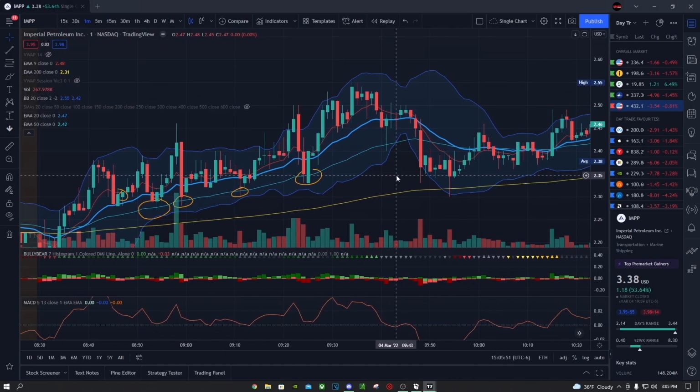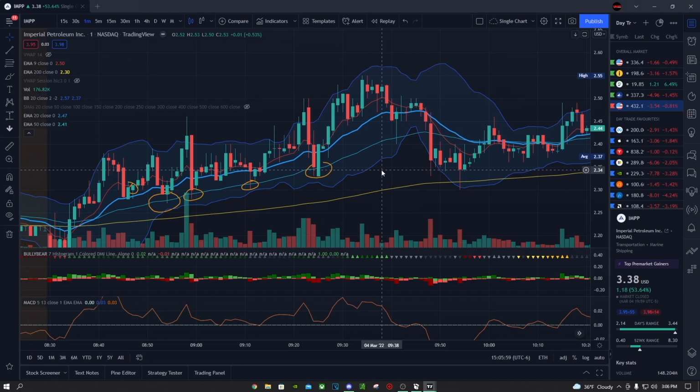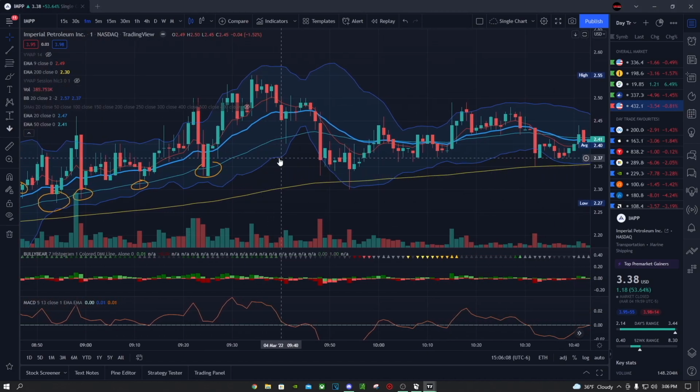And the 9 EMA on the stock, I like to use the 9 EMA, but you've got to be careful with it because it follows pretty close to the stock. So the bigger the number, like 50 EMA, 200 EMA, it's going to respect that more. So you want to take into account that.